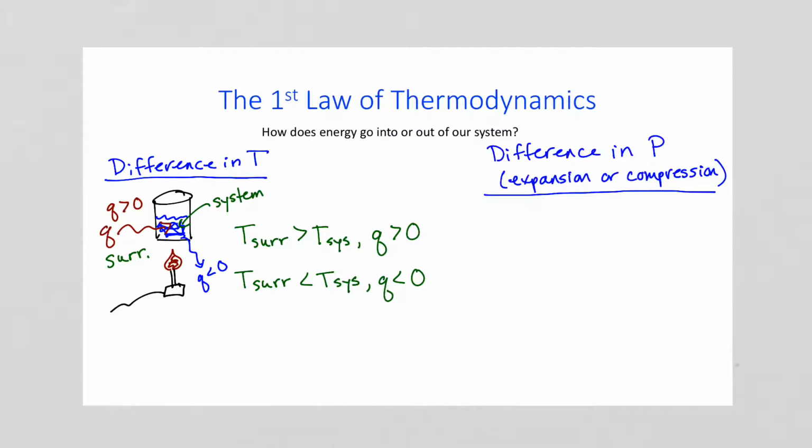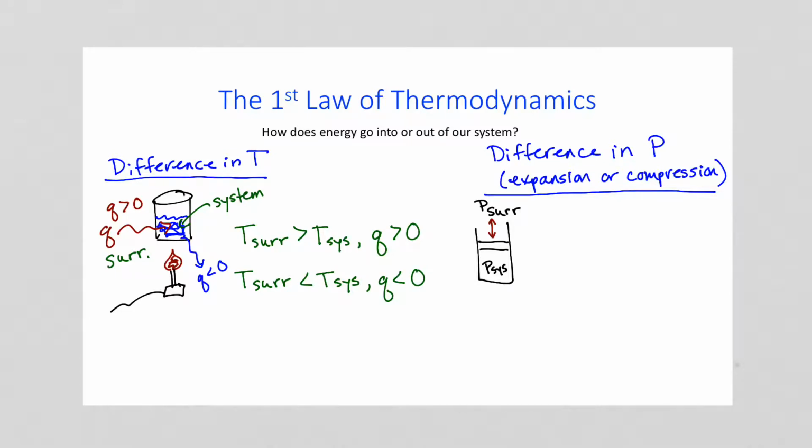We could also change the energy of our system through a difference in pressure, and that's usually accomplished through either an expansion or a compression of the system. So the classical representation of expansion or compression of a system is usually our gas sample, where we have a container of gas with a movable piston. This is what we would call a frictionless piston, where this bar is able to freely move up or down depending on the balance of pressure between the surroundings and the system.